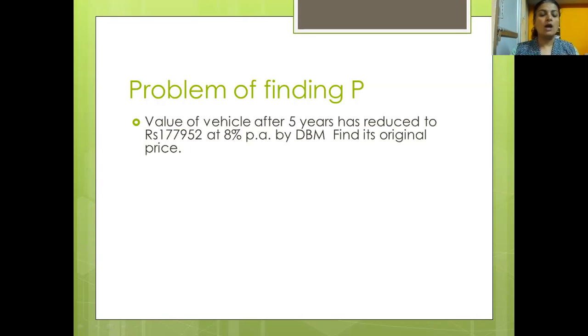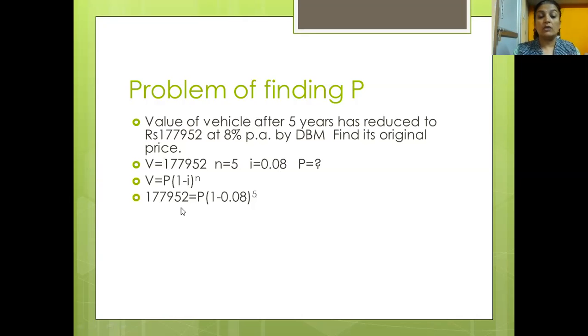First write down the formula. V, what is given in the problem, is written here: V is 1,77,952, N is equal to 5, I is equal to 0.08, and P has to be calculated. Then go for the formula. V is equal to P(1 minus I) raised to the power of N. So V is given, 1 minus I is given, that is 0.08. N is given, that we have to put as 5. And P is kept as P only because it is not known. So 1,77,952 is equal to P(1 minus 0.08) raised to the power of 5.